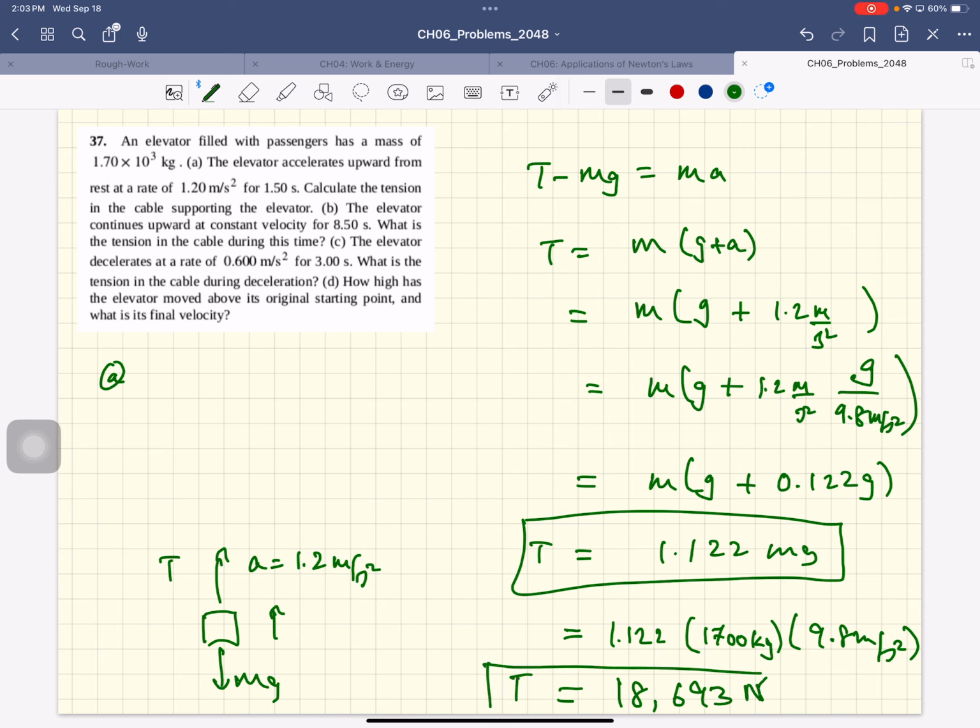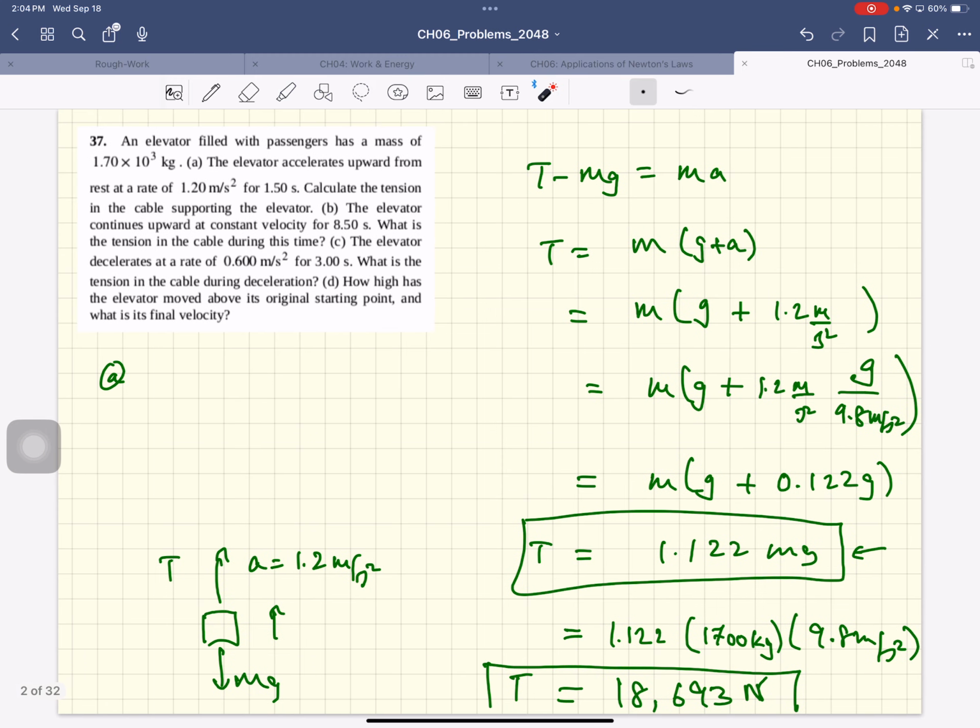So that's the tension in the cable. That's just a number and it's sort of meaningless. This thing is much more meaningful. This is 1 plus 0.122. Would you want the more meaningful answer? Well, it's multiple choice, so you'll know what is being asked.